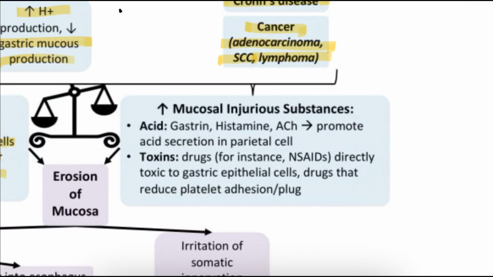Next you can see here the increasing mucosal injury substances. We can see acid, we already discussed this in physiology. Acid secretion is driven by gastrin, histamine and acetylcholine. It promotes acid secretion in parietal cells.